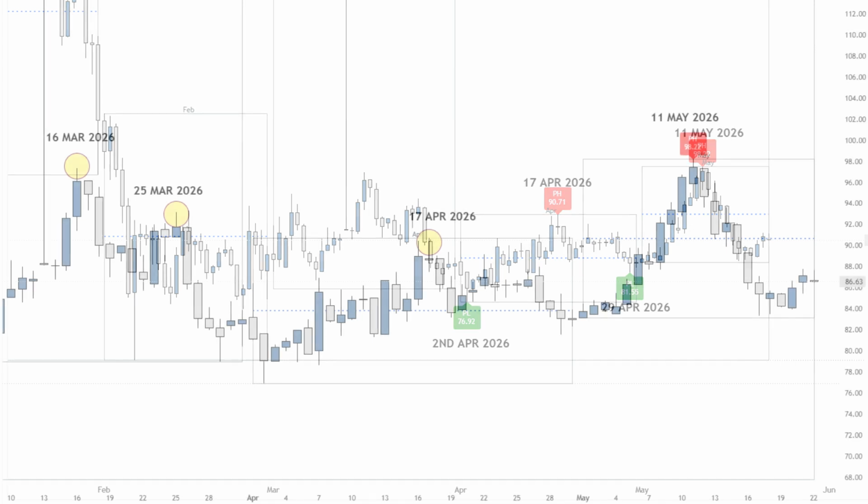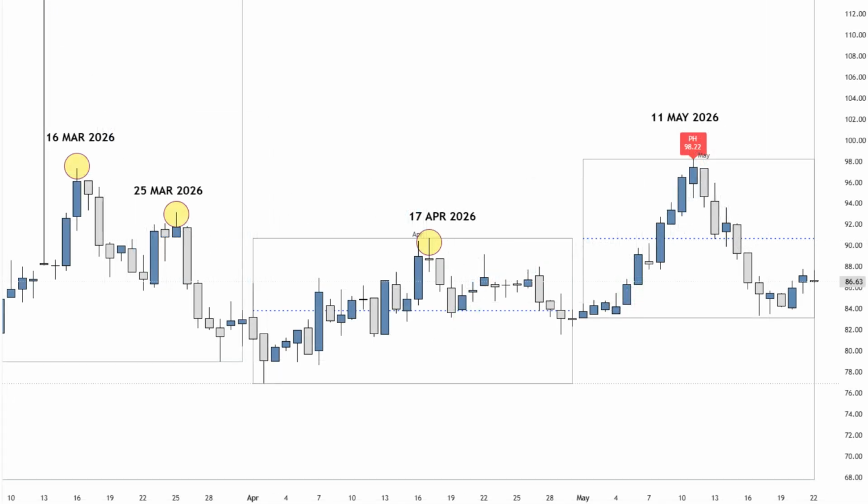That May 11th high was significant because that rally did not simply move higher randomly. It actually broke above three separate structural highs: March 16th at 97.33, March 25th at 93.16, and April 17th at 90.71. That matters because a market's shift in price comes from reclaiming lost ground. And when price breaks multiple swing highs while simultaneously defending higher lows underneath price, this signals that the broader market structure is quietly strengthening underneath the surface.